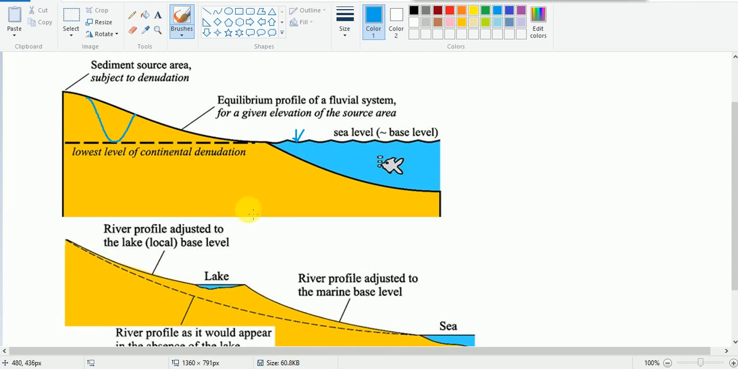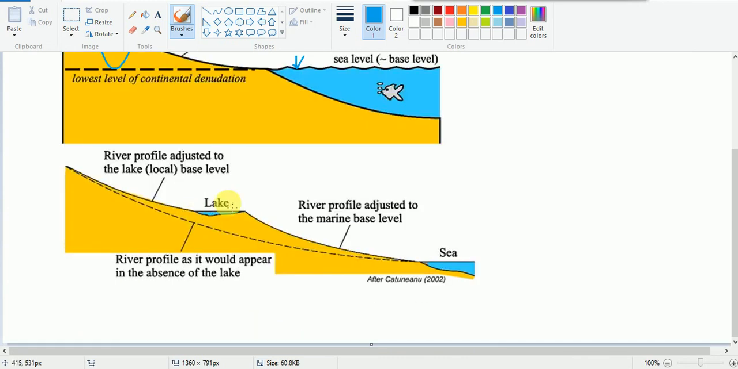And as mentioned in the book, most of the rivers in peninsular India have reached the base level of erosion. In addition to the ultimate base level of erosion, we have local base level of erosion. See here, if there is a lag, then the river will adjust to the local base level, that is to the left. And here we have the sea. If there were no such lag, then this would be the profile of the river. But since we have this lag, the profile has been adjusted here.